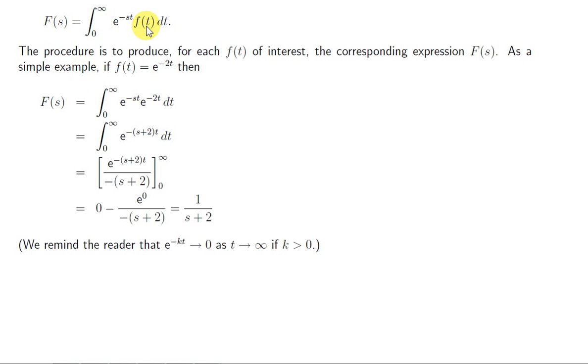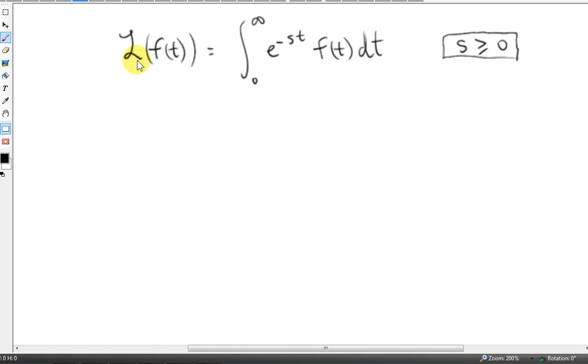The Laplace transform of the function f of t is defined to be the integral from 0 to infinity of e to the power of minus s times t times f of t dt. Since we're integrating with respect to time, we are going to get a function of s. Now, s is assumed to be some positive number here. We can write the Laplace transform of a function like this: L of f of t. Again, s is assumed to be a positive number.